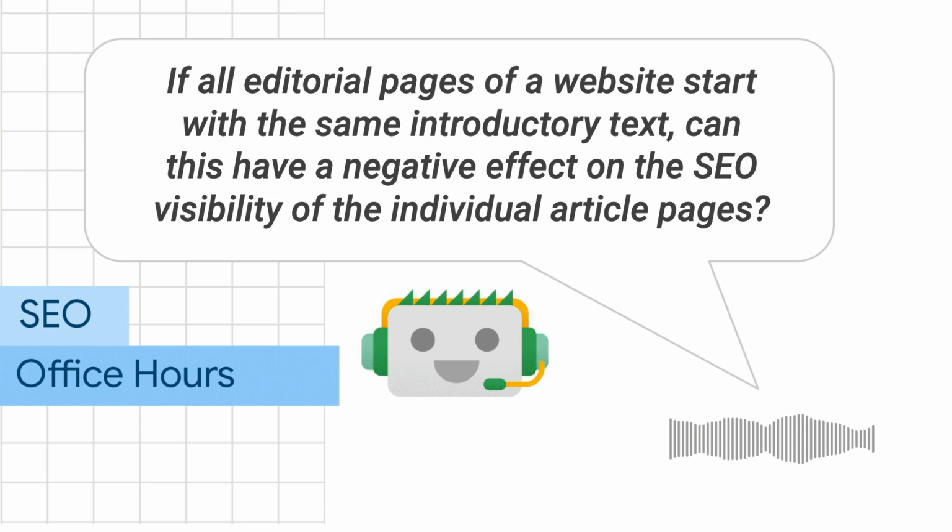All right. Roland asks, if all editorial pages of a website start with the same introductory text, for example, a text block that encourages newsletter registration, can this have a negative effect on the SEO visibility of the individual article pages? All right, yes, you can reuse text blocks across a wide part of your website, and that's fairly common. For example, most websites have a shared header and a shared footer across a large number of pages, and that's perfectly fine.